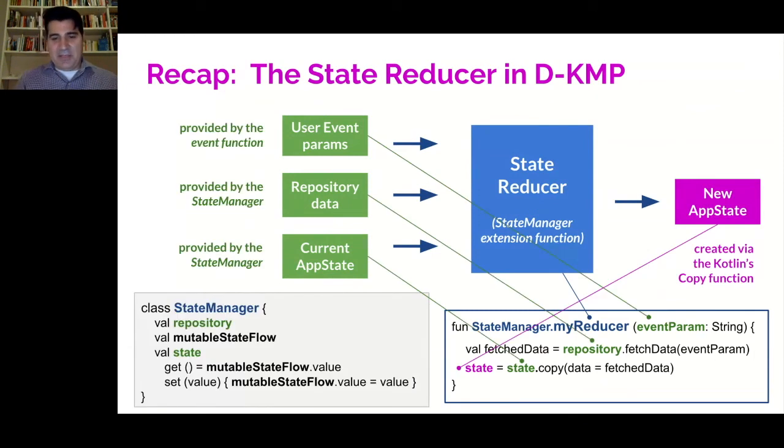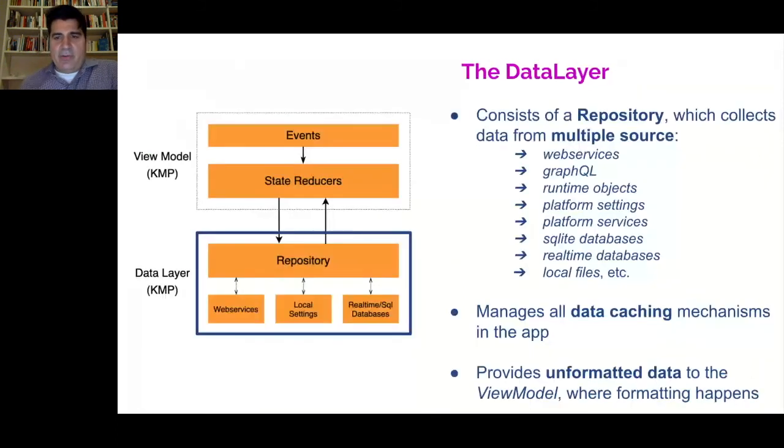Yeah, so much better to use this, very convenient computed property. And then let's talk about the data layer. So the data layer consists of a repository, and it collects data from multiple sources, which could be anything like web services, GraphQL, runtime objects, anything that you think about.